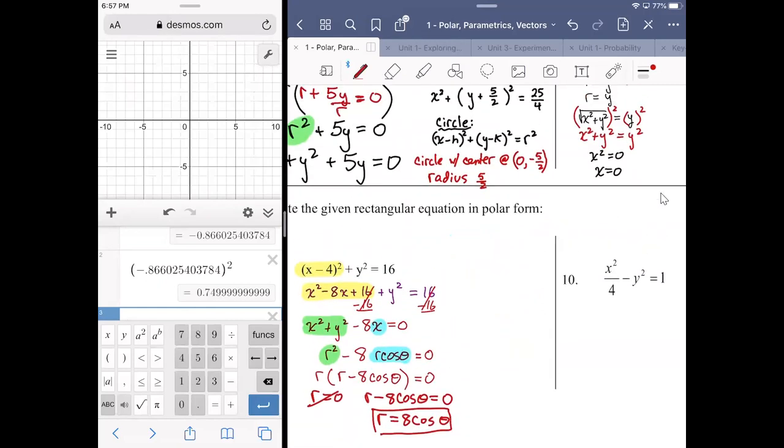Would we get penalized if we just left it as r squared minus 8r cosine theta? Like everything else, it depends on the instructions. These instructions said state the rectangular equation in polar form. So you would have been fine with the r squared minus 8r cosine theta. But if it says put your answer in simplest form, then you'd have to go all the way. So just follow the directions and you'll be okay. Okay, thank you.